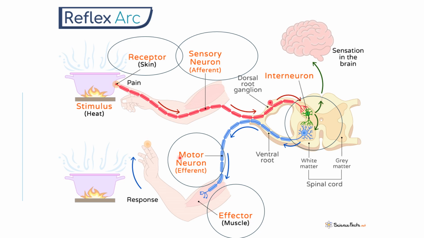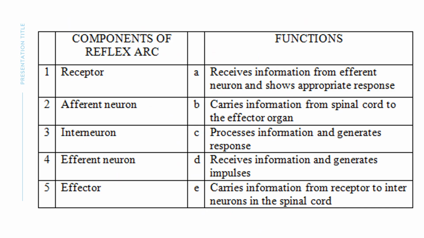So there should be a cause and there should be a response. The cause is the stimulation in the form of pain, touch, temperature or anything, and the response should be in the form of response of the effector organ, which may be muscle or glands. So in a nutshell, the functions of these 5 components: receptor will receive the information, afferent neuron will carry the information, interneuron will process the information, efferent will receive the command and carry this command to the effector organ, and the effector organ will respond.